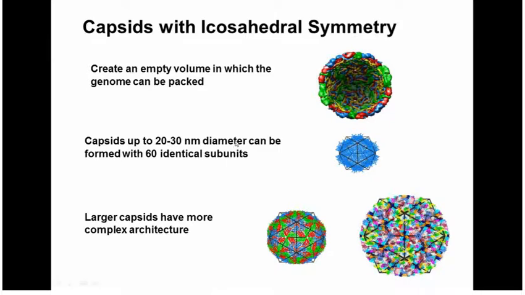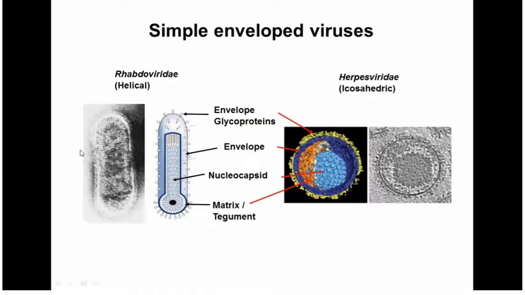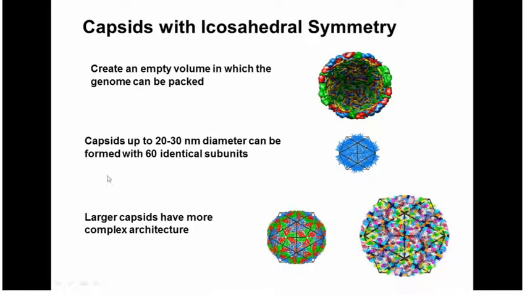So the simplest way to do this is with 60 copies of the same protein. And in that case, you can visualize the capsid as, you know, three copies of the protein will make a triangular face, and 20 of these triangular faces make up an icosahedron. So that's the reason why these are called capsids with icosahedral symmetry.